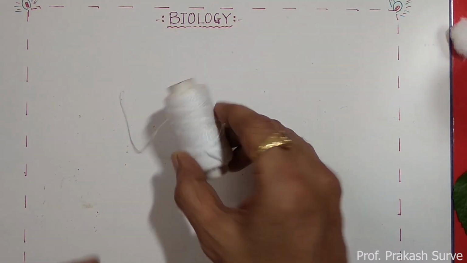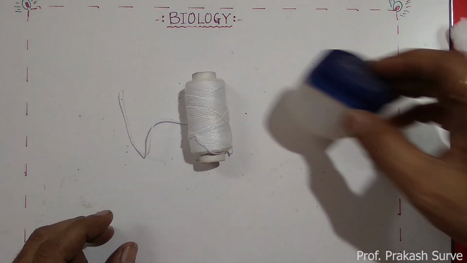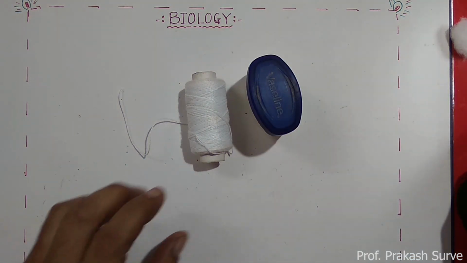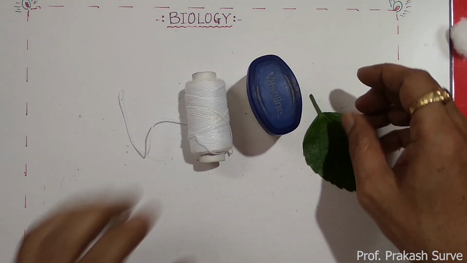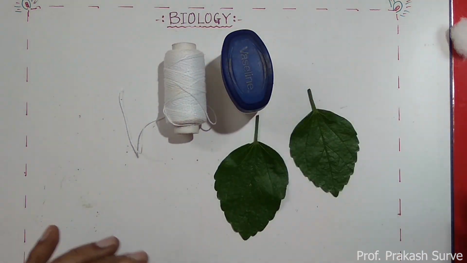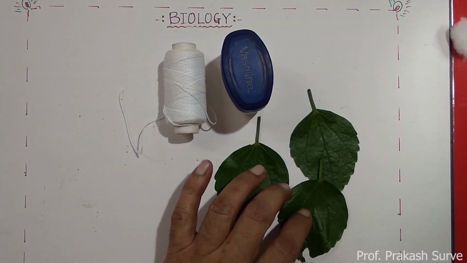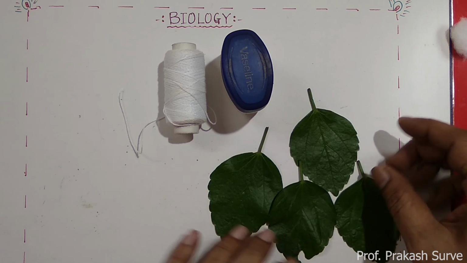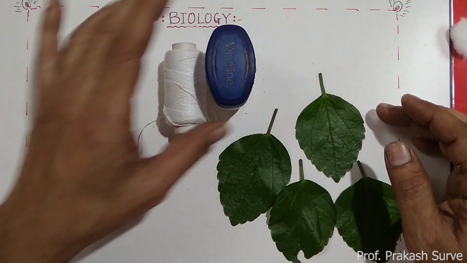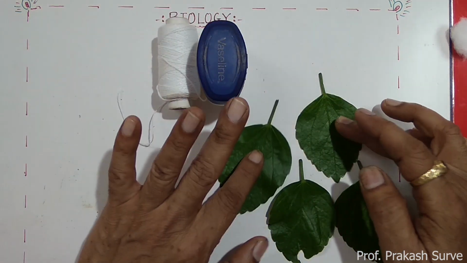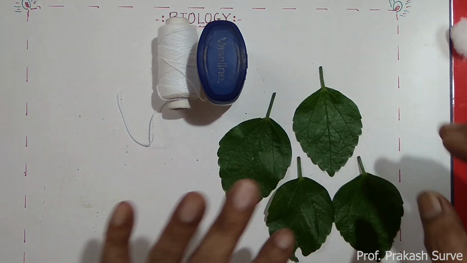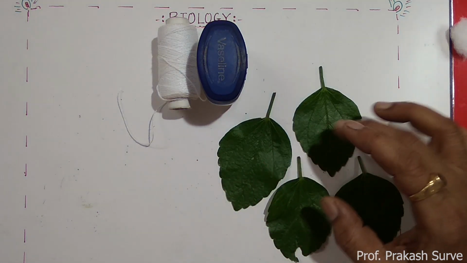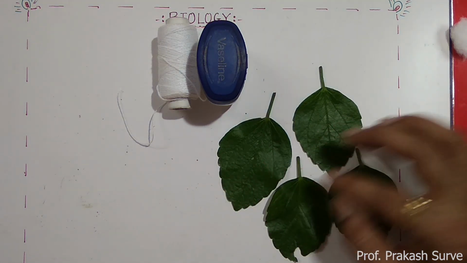So here I have the thread, along with this I have the Vaseline, as well as we need the four leaves. So four leaves of the hibiscus are taken. The leaves should be of the same size and structure, according to the growth, they should have the same growth.